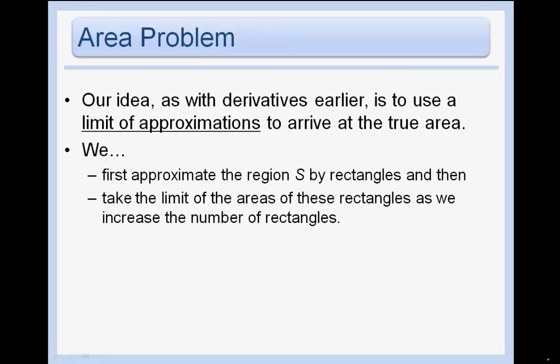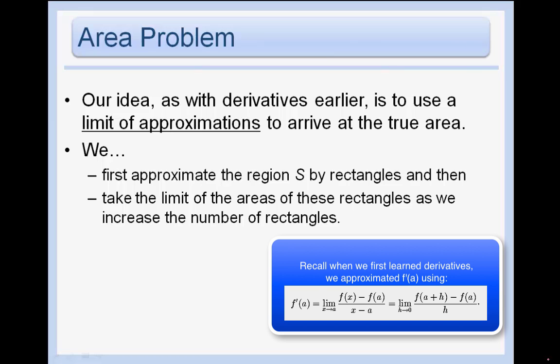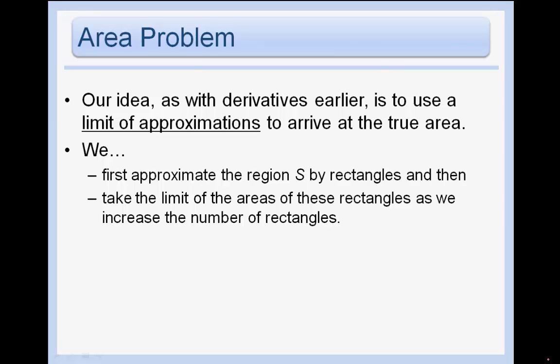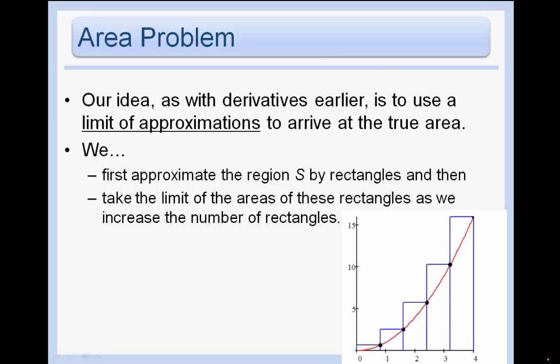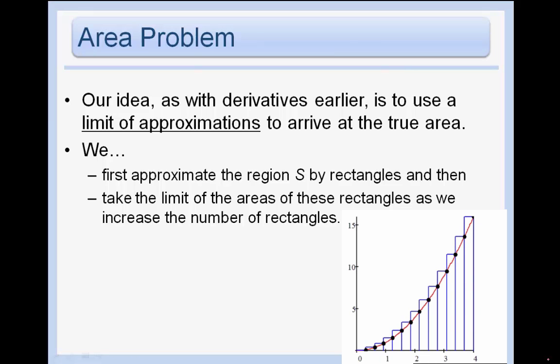Our idea, as with derivatives earlier, is to use a limit of approximations to arrive at the true area. So what do I mean by that? We're going to first approximate. Just like when we were doing derivatives, we first approximated the derivative and then we were able to find it. So now we're going to go backwards. We're going to first approximate the region S by rectangles, and then we're going to take a limit of the areas of these rectangles as we increase the number of rectangles.